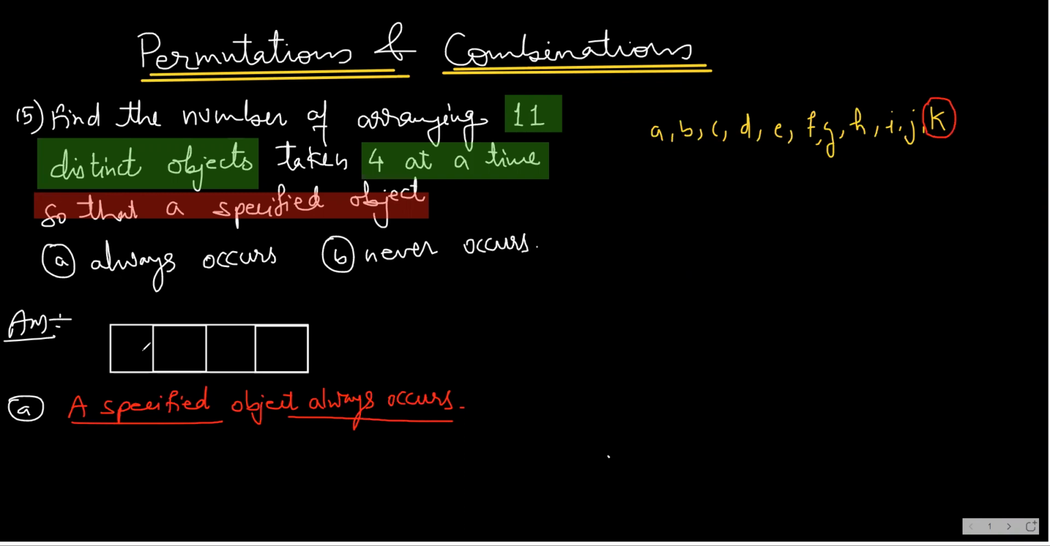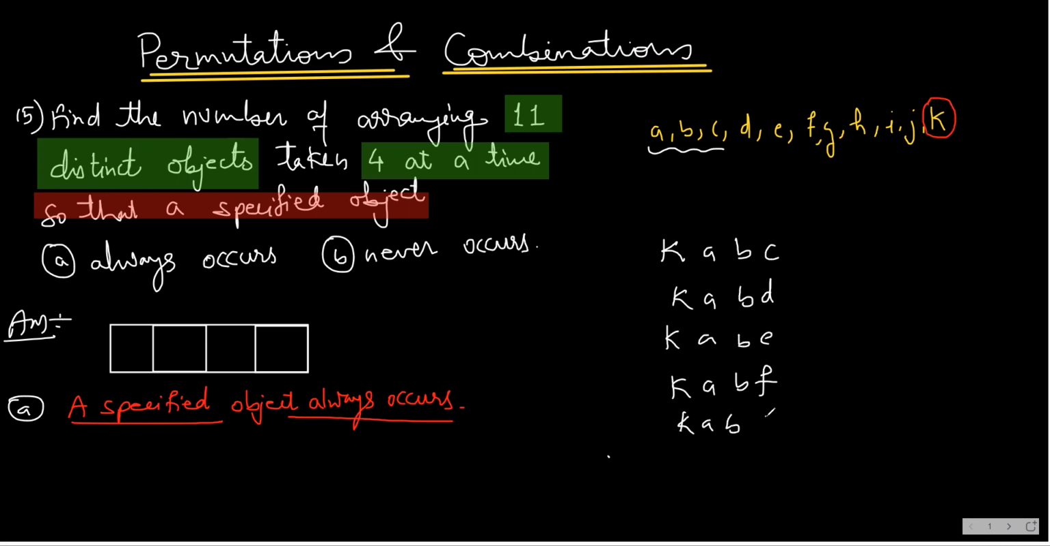Now the cases will be, K has to be always there. Now you can take the other 3 as A, B, C. So you will have K, A, B, C. Or you can take the other 3 as A, B, D. So K and A, B, D. You see this? K and A, B, E. K and A, B, F. K and A, B, G. All. There will be plenty.